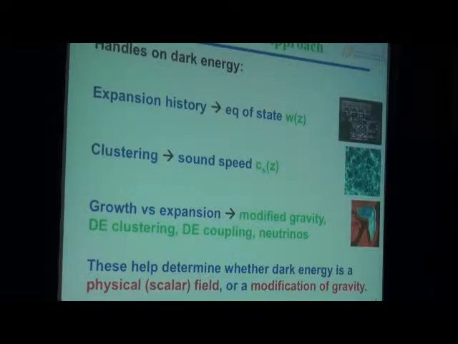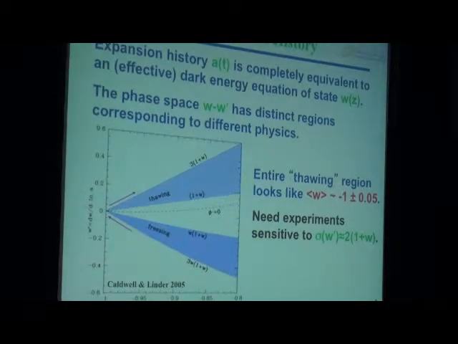So continuing on with the phenomenology, and in particular concentrating on this first part on the expansion history, as I said before, the expansion history is equivalent to talking about the equation of state, and so we can look at the phase space of that equation of state, its value, and a measure of its time variation. So w', you can think of it as the time derivative. It's the derivative with respect to the log of the scale factor, or the e-folding factor.